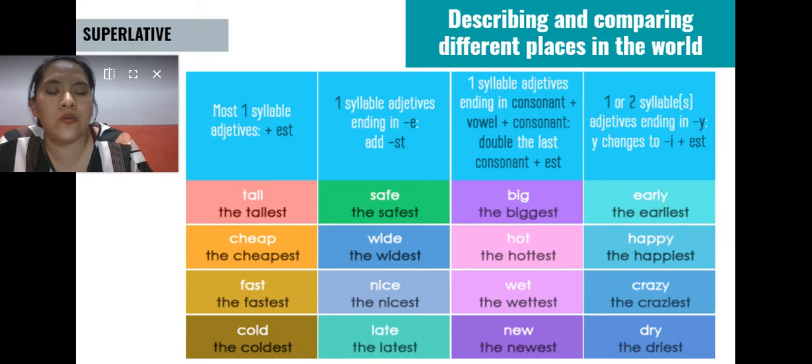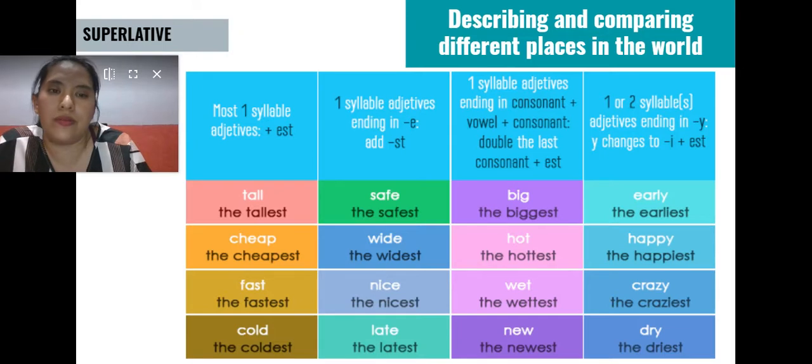And as we saw in the rules for the comparatives, we have one syllable adjectives ending in consonant, vowel, consonant, and it is important to double the last consonant, and then we add the est. In this case, we have big, the biggest, hot, the hottest, wet, the wettest, and new, the newest.